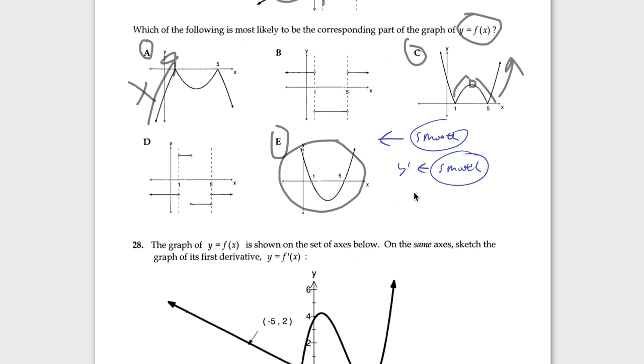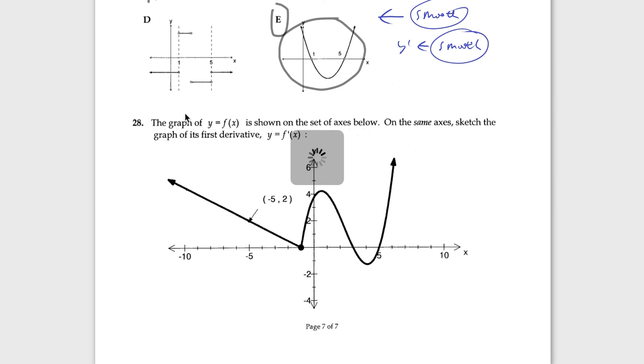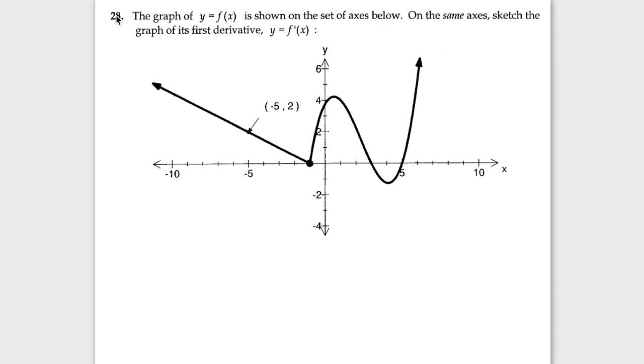And then the last question here, question 28. They ask you, on the same set of axes, to draw the derivative. So given your original function, you draw the derivative function. This is slightly different from the one we practiced yesterday because it has specific points. So you can't just draw a rough sketch. You need to draw an accurate sketch.